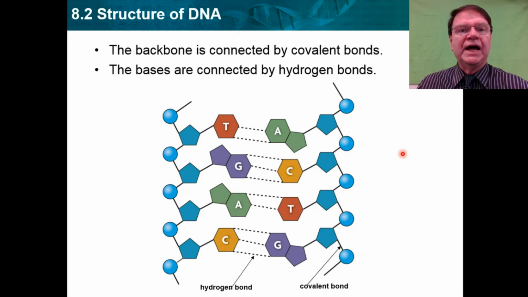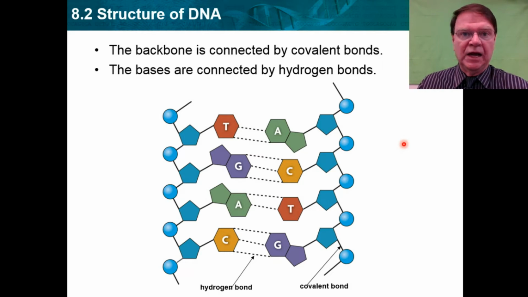Okay, so we've looked at the experiments that led up to the discovery of the structure of DNA, and we've considered something of the structure of DNA itself. It's made up of these nucleotides. 4 letters. A binds to T, C binds to G.